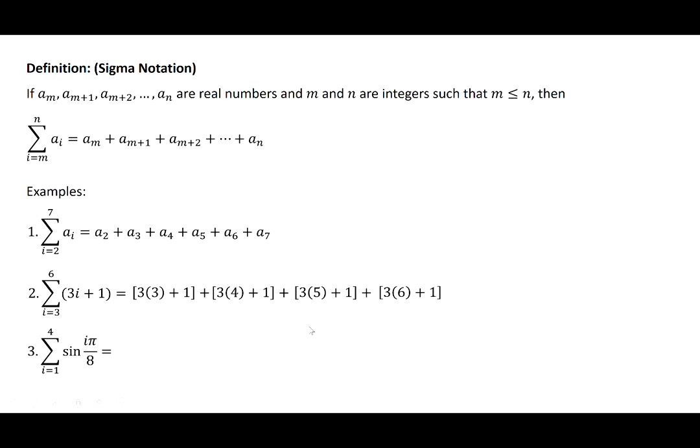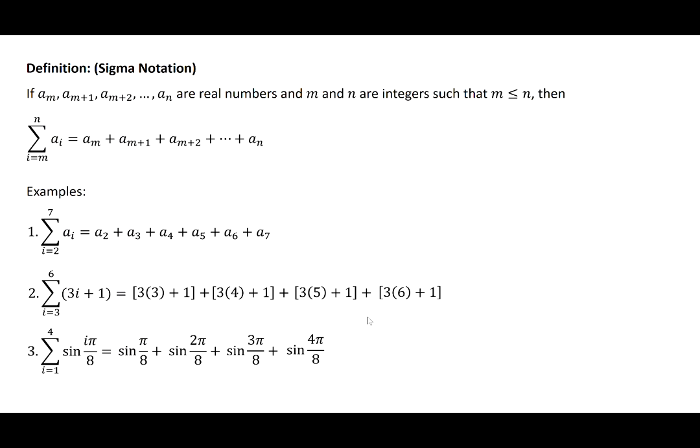Sigma i equals 1 to 4 of sine of i pi over 8. You tell me, what's the first term? What would be the value of i the very first time? Good. 1, right? So what's the inside stuff? Sine of 1 pi over 8, or sine of pi over 8. The second one, i becomes 2 now. Sine 2 pi over 8. When do we stop? When i becomes what? 4. Cool. We didn't reach 4 yet. So sine of 3 pi over 8, sine of 4 pi over 8. So now we have reached an i of 4. So we'll terminate the process.